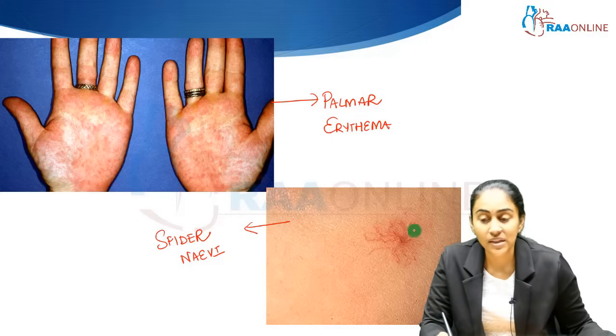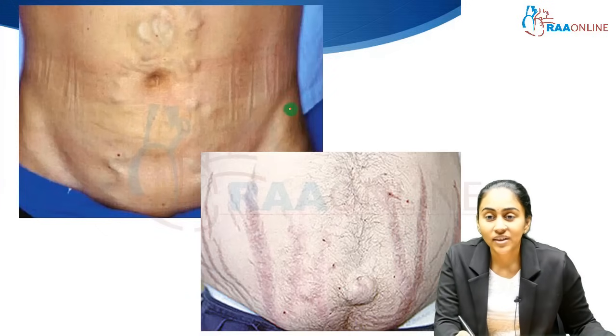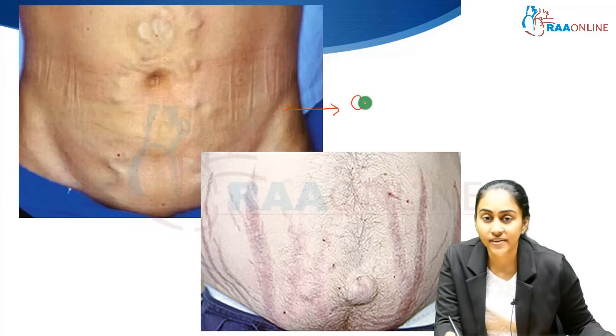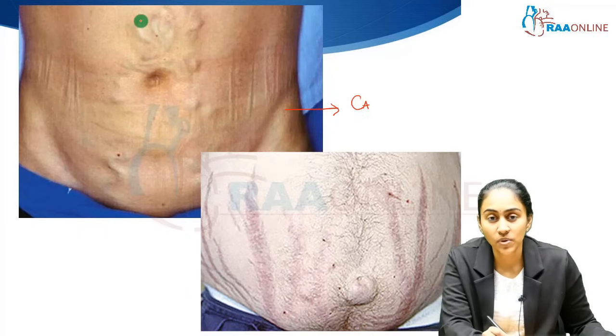So, this is how a typical spider nevus looks like, but it is very difficult to pick it up in dark-skinned individuals. Now, this picture shows superficial dilated veins around the umbilicus, as you are able to see here. You are able to see as though they are all radiating from the umbilicus.